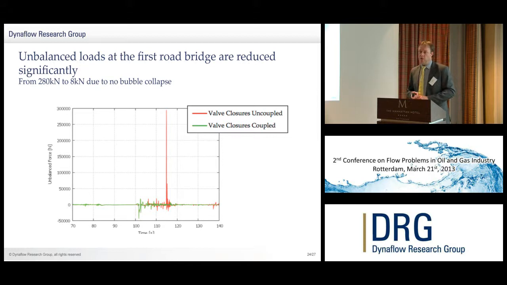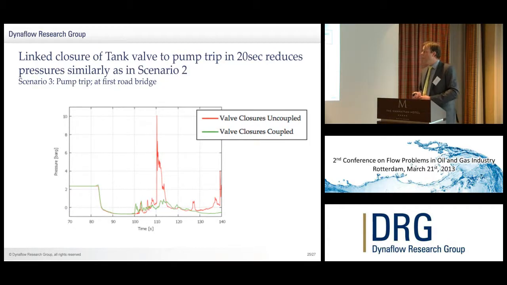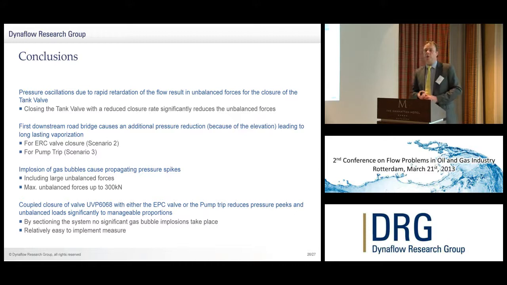The most important thing, of course, is how the unbalanced loads develop. And here we see quite an extreme difference between the two ways to operate the system. These enormous unbalanced loads have completely disappeared if we couple the two valves. Then, of course, it would be interesting to see how it would operate in the scenario where we do not close the ERC valve, but where you would do the pump trip. Basically, once the pump starts tripping, you also start closing the tank valve. We simulated this here as well, and basically you see more or less the same behavior, the complete disappearance of the bubble collapse. So, what are the conclusions from this particular case?